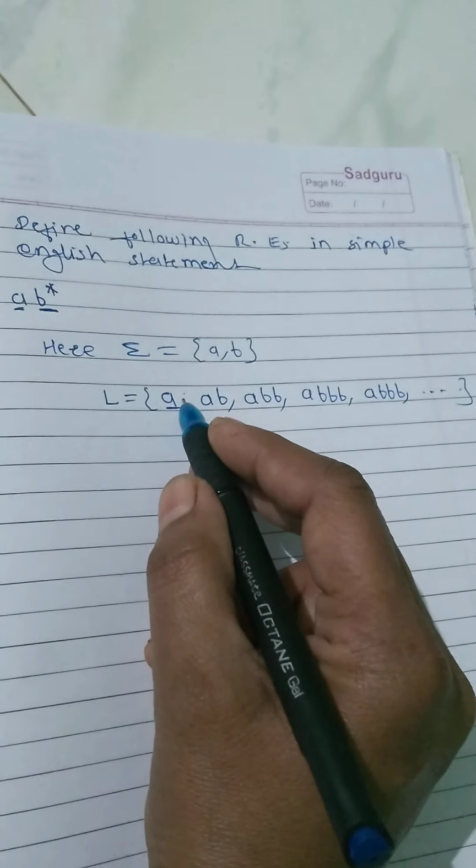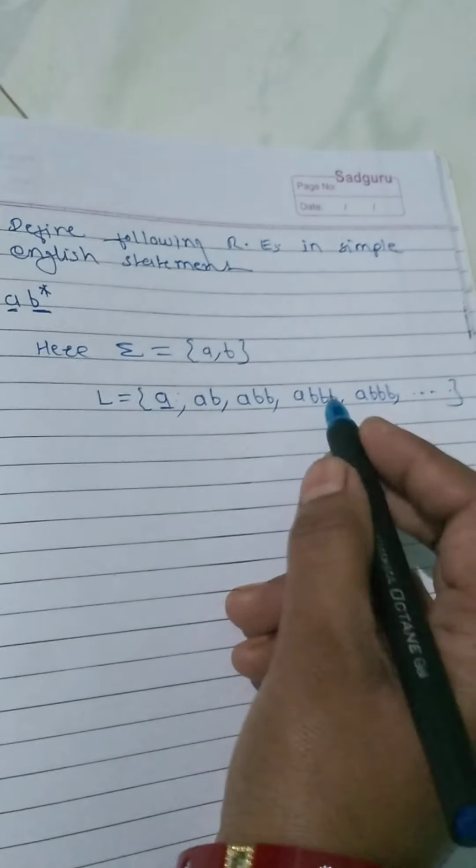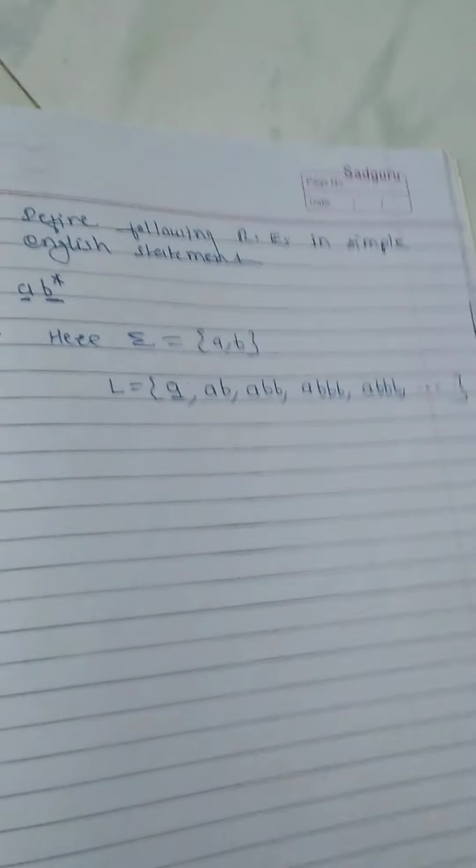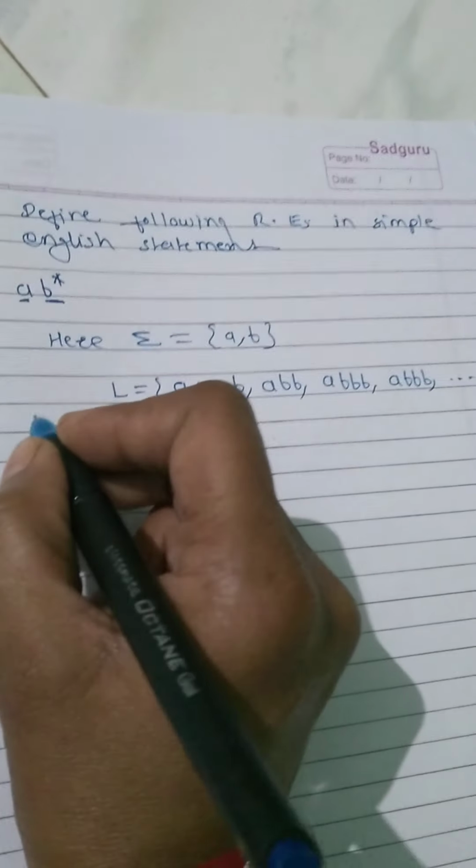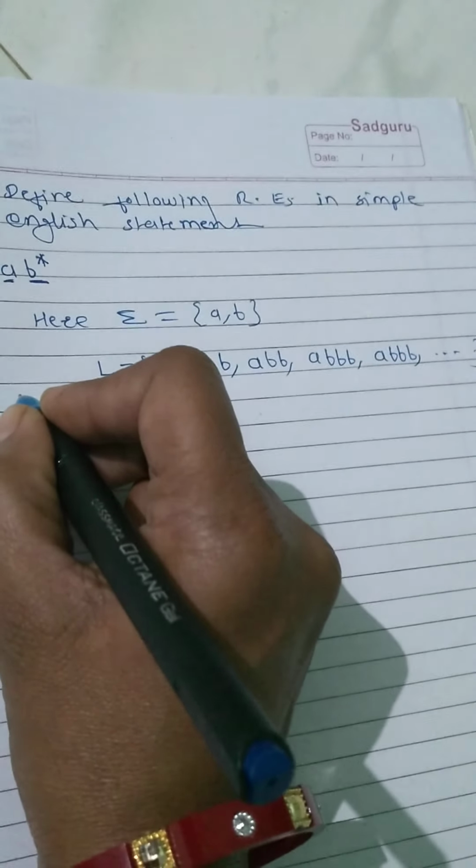That is, it can be 0, 1, 2, 3 and so on. So there can be any number of B's. So write that one.